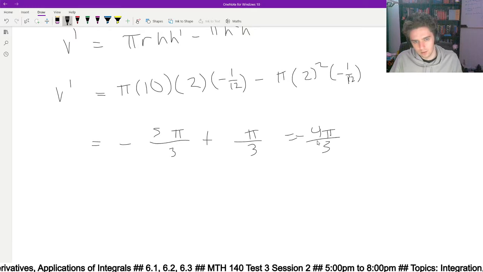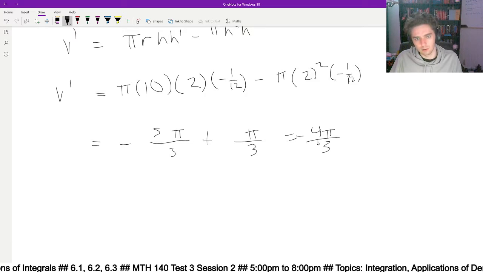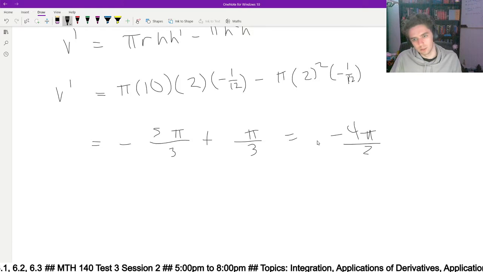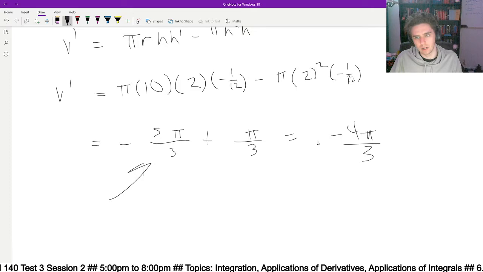You have to add the 5 pi and the pi, no? Yeah, and that'll make negative 4 pi over 3, which is... this number is wrong. It should be a 10 up here. Let's see why.